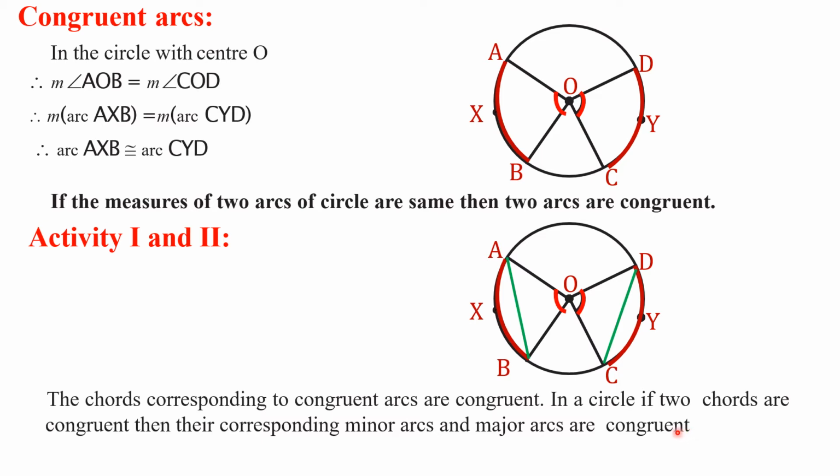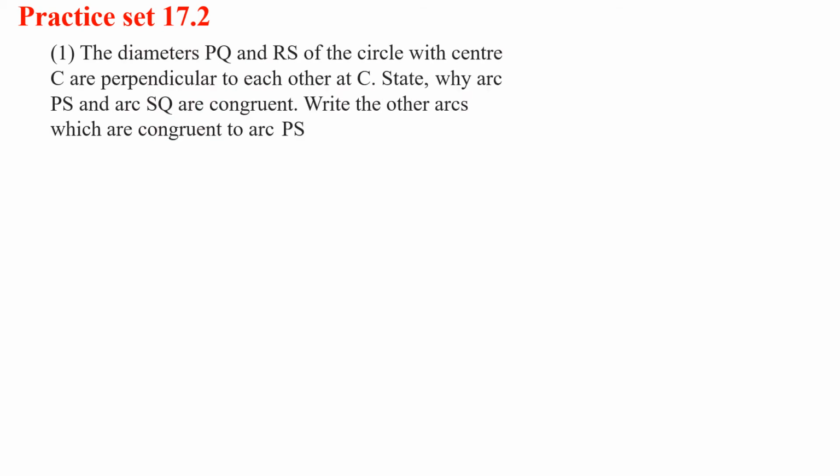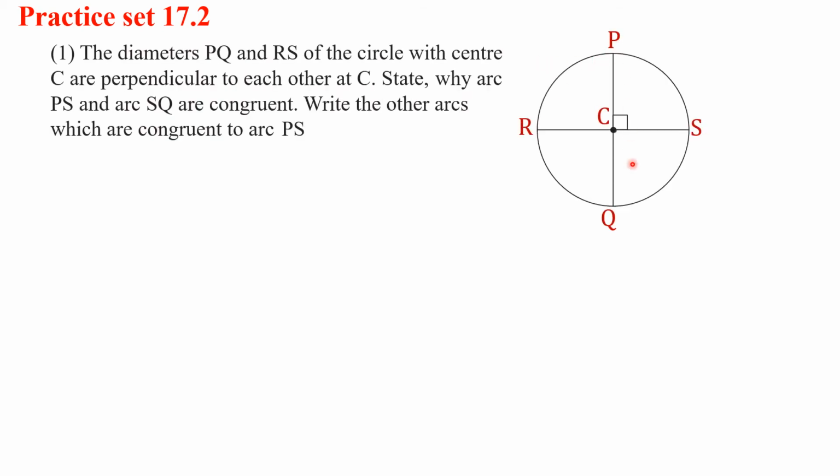So, using this relation between the chord and the arc, we solve practice set 17.2. First question, diameters PQ and RS of the circle with center C are perpendicular to each other at point C. State why the arcs PS and SQ are congruent. Write the other arcs which are congruent to PS. Solution.